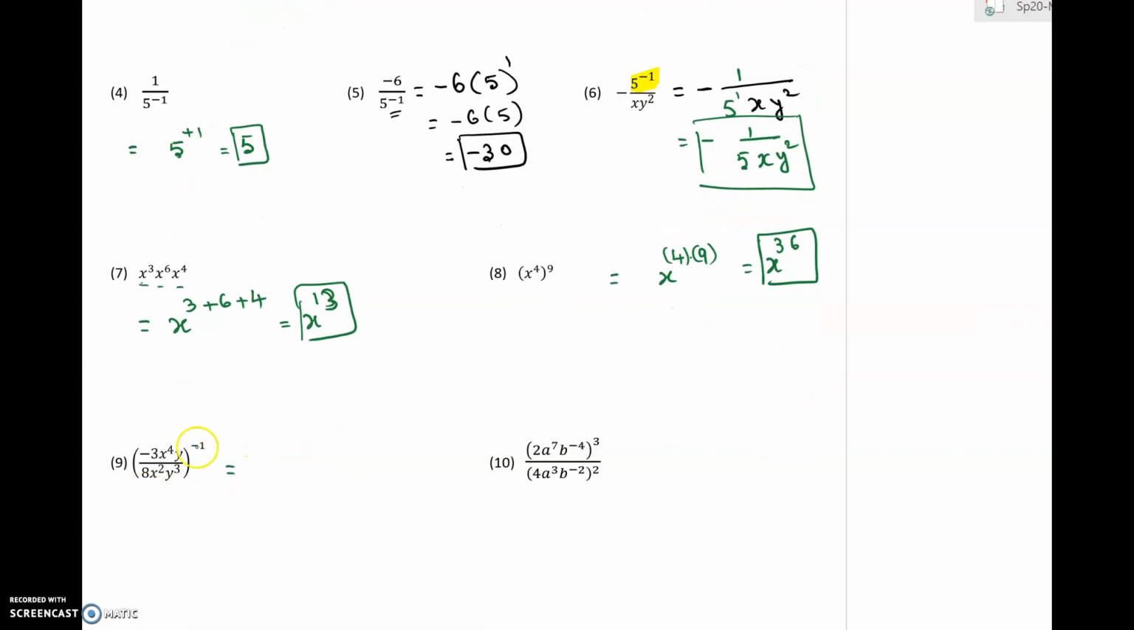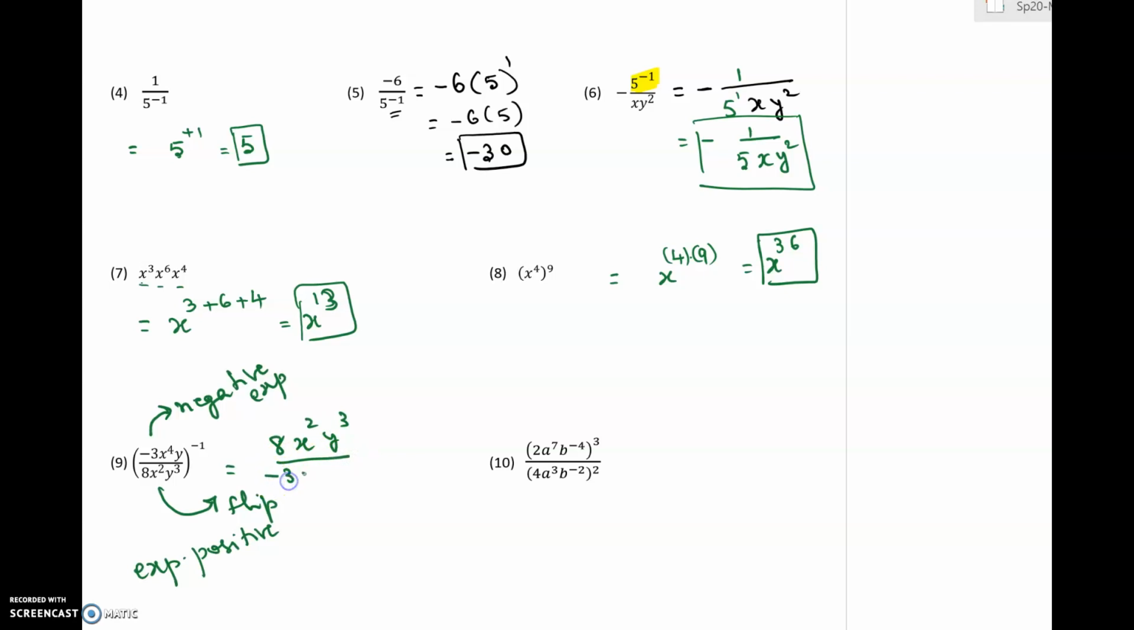Then we have a negative exponent here. If you have a negative exponent, you can flip and then make the exponent positive. By flip I mean take the reciprocal. So 8x squared y cubed, the denominator becomes the numerator.